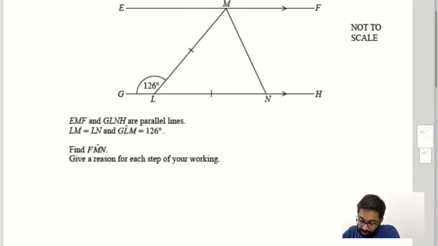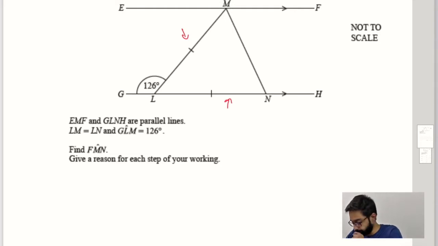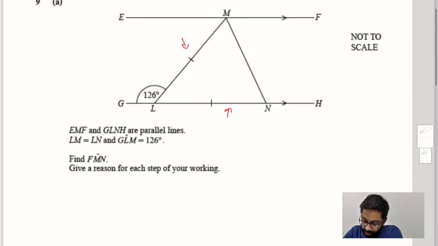Let's start. So the question reads, EMF and GLH are parallel lines. LM and LN are equal. That means this and this line are equal. And GLM is equal to 126 degrees. Find FMN. That means they have asked us to find this angle right here. Give a reason for each step of your working.